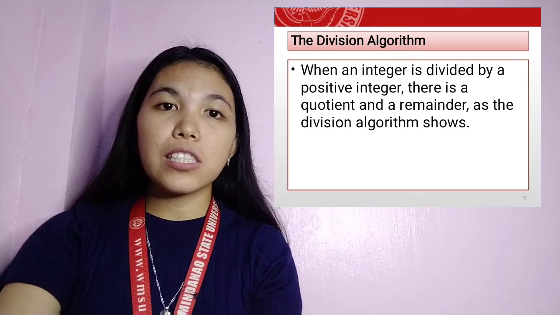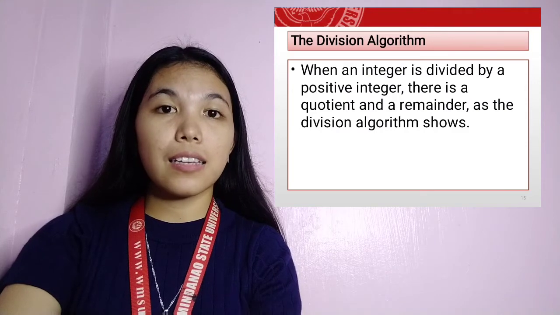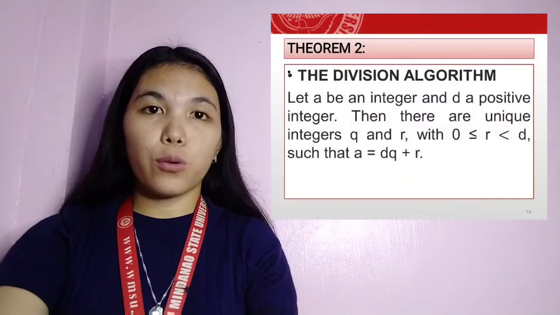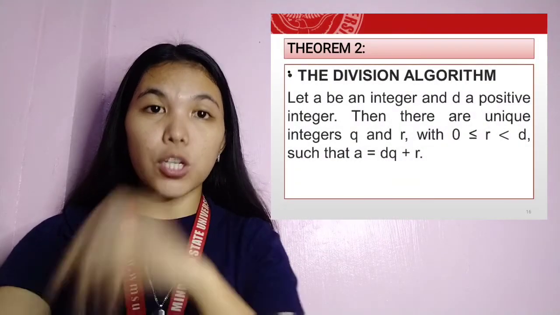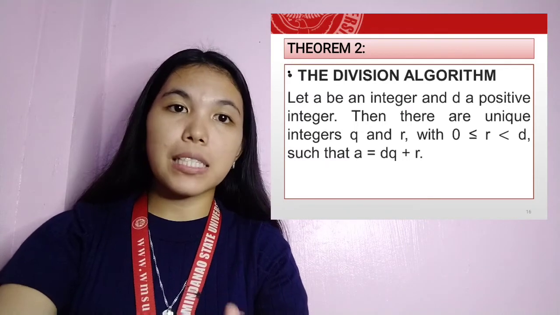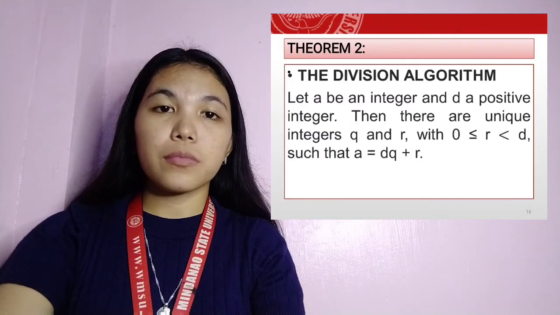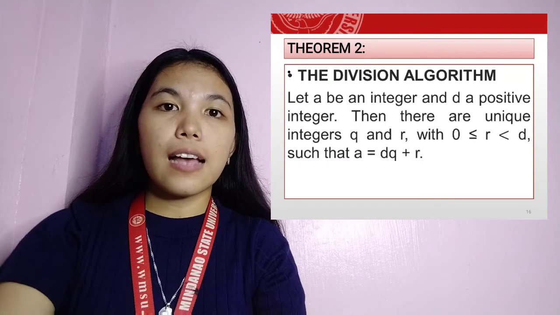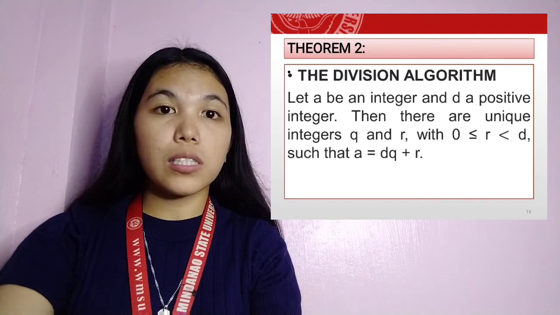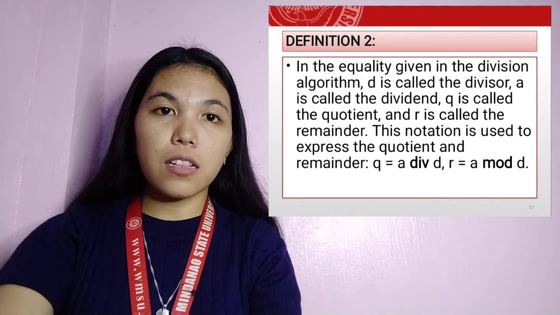So, when an integer is divided by a positive integer, there is a quotient and a remainder, as the division algorithm shows. So, theorem 2, the division algorithm. Let a be an integer and d a positive integer. Then there are unique integers q and r with 0 ≤ r < d, such that a equals dq plus r. So, definition 2 for the algorithm.